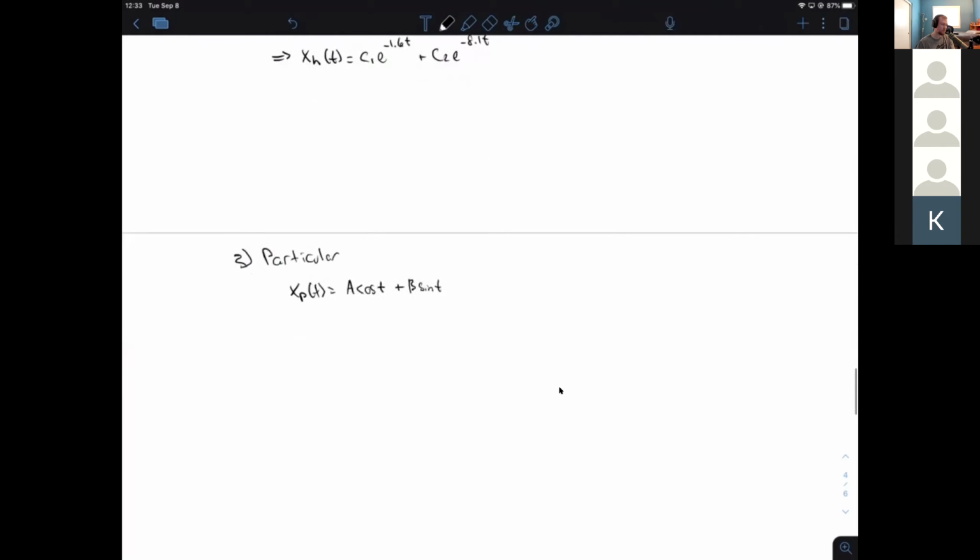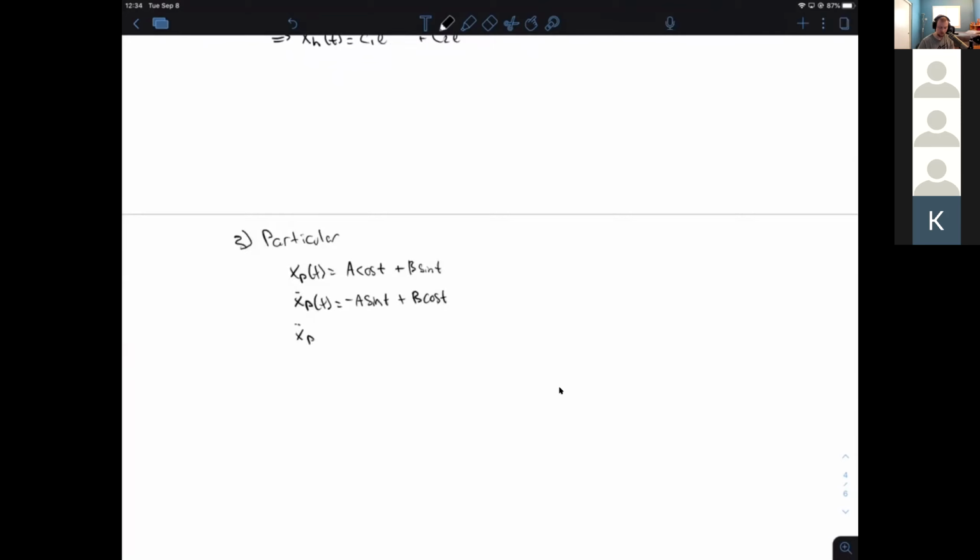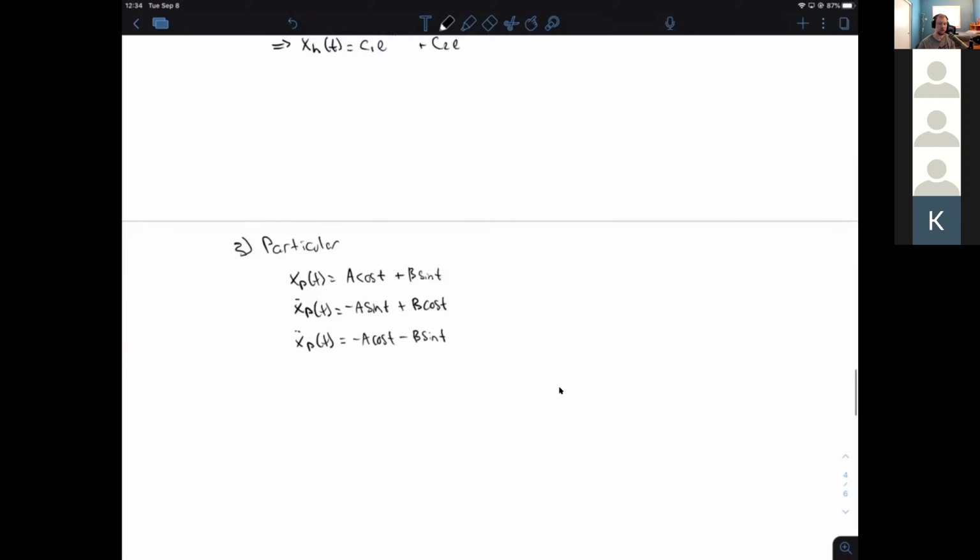Okay, so now we're going to do x dot p of t. So we're going to take the derivative here. We're going to get minus a sine of t plus b cosine of t. And then we're going to take the derivative one more time. X double dot p of t equals minus a cosine of t minus b sine of t. Okay, so now we have all of this. Now we're going to plug this back into our ODE.